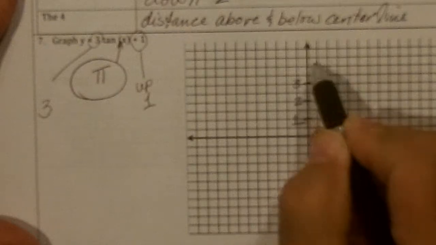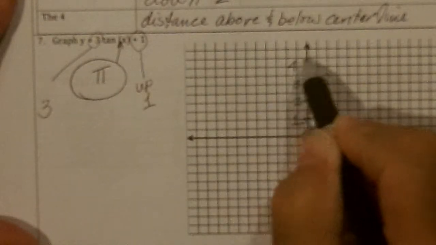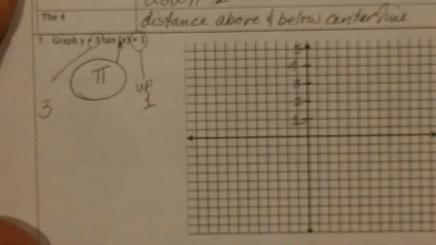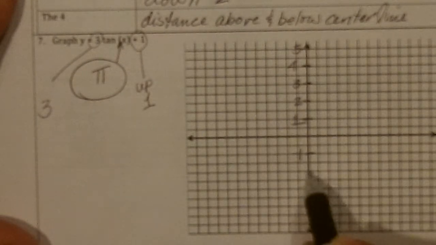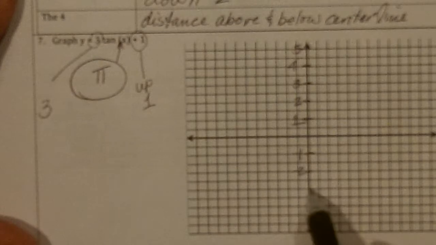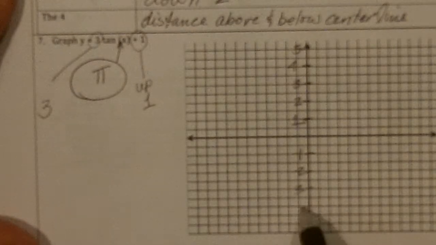3, 4, 5. Down 1, down 2, down 3, down 4, down 5.